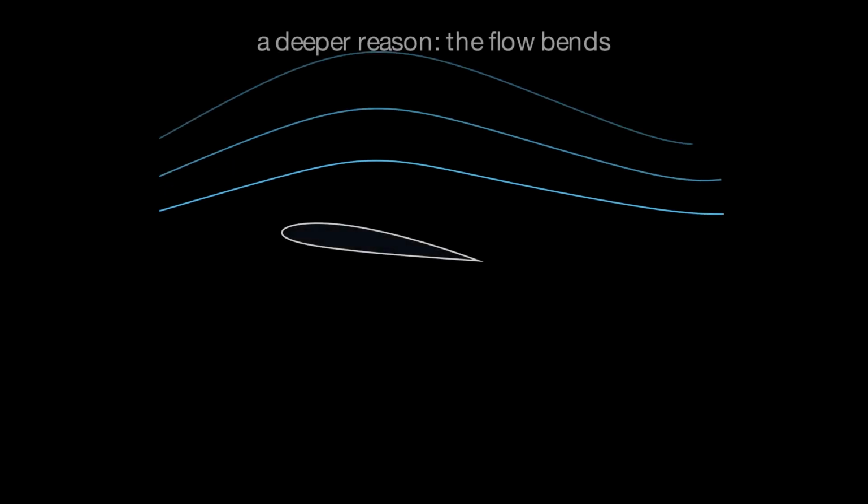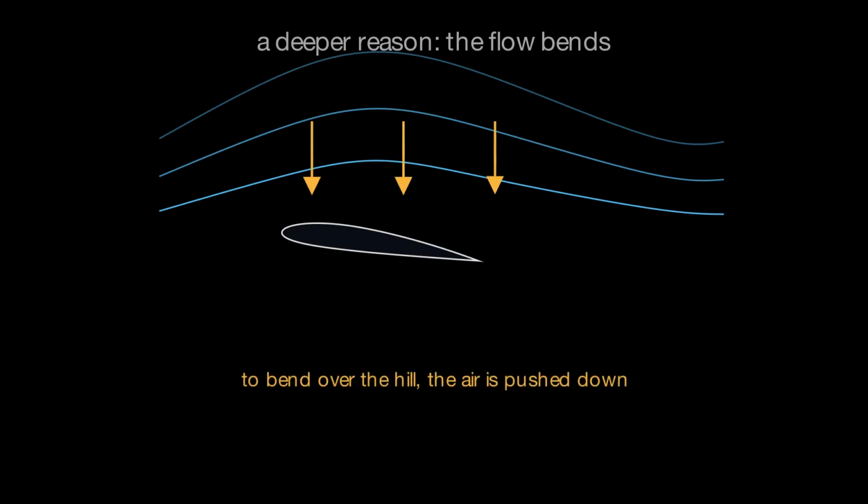There's a second way to see it, and it's the more honest one. Look at the streamlines over the top. They arc over, like a car going over the crest of a hill. To follow that curve, the air has to be pushed down, toward the wing, and the only thing that can push it is a pressure difference. Higher pressure up above, lower pressure below, which leaves the pressure lowest right at the surface. Suction, straight from the curve of the flow.